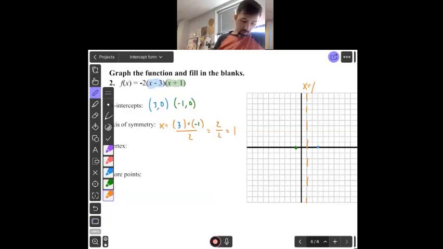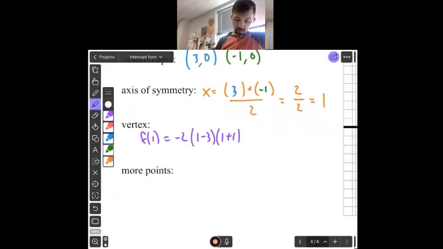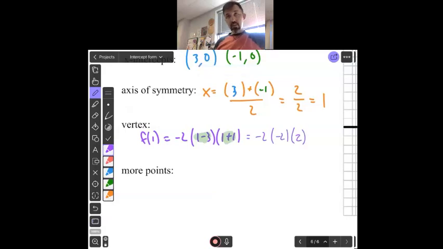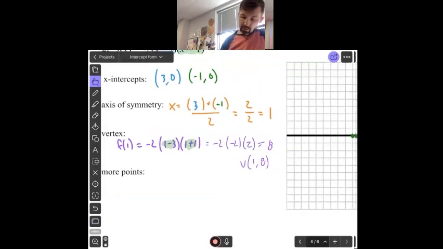We take that 1 and we plug it in. -2 times 1 minus 3 times 1 plus 1. We're simplifying this down. Okay, so do the parentheses first. -2 would be -2 again, +2. Negative times a negative is a positive. 2 times 2 times 2 is not 6, it's 8. So our vertex is at 1, 8. So there's our most important point, 1, 8.